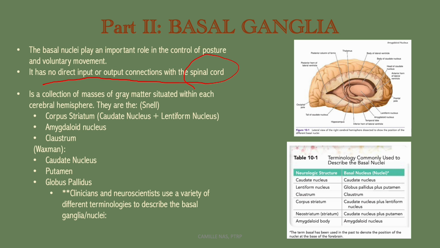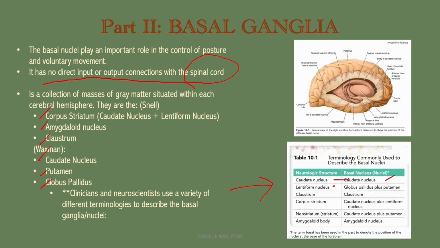So according to Snell, these are those masses. You have your corpus striatum, amygdaloid, and your claustrum. For Waxman, you have your caudate nucleus, putamen, and globus pallidus. So, some books have different names or terminologies to describe this part of your basal ganglia. So, it's in this table. You have caudate nucleus, mostly the same.